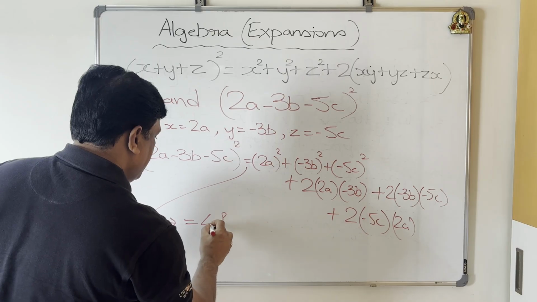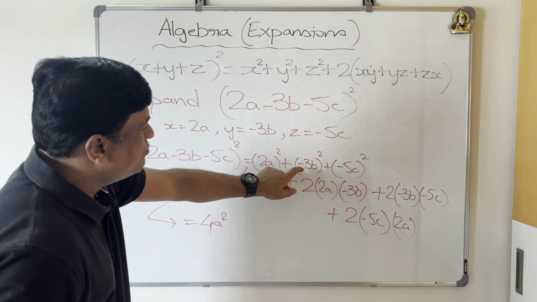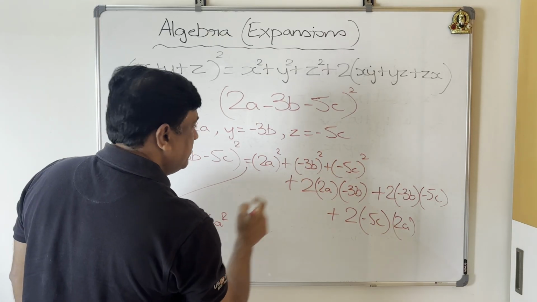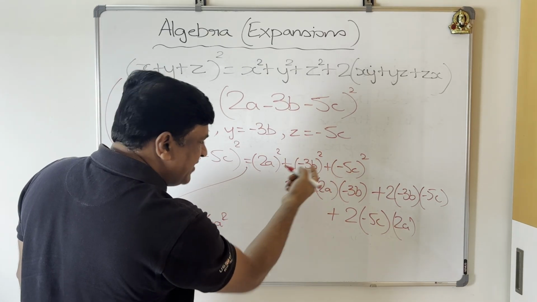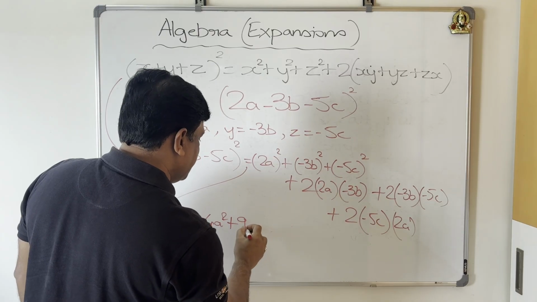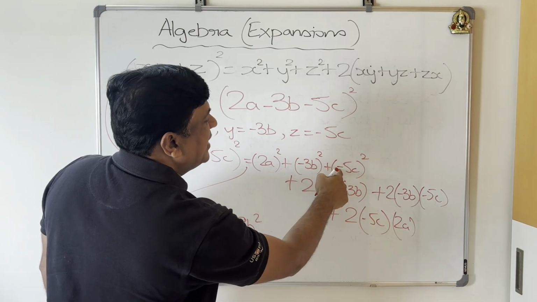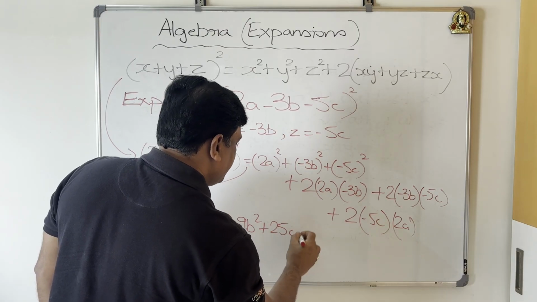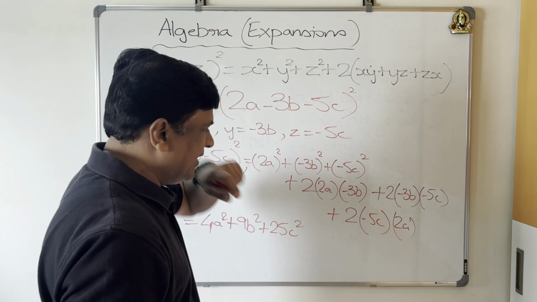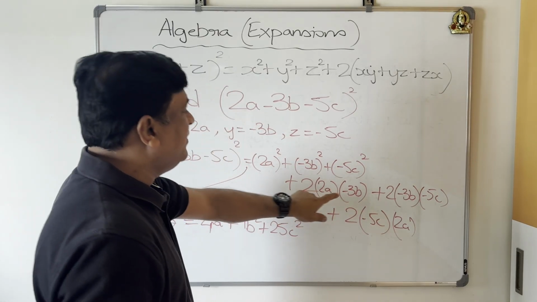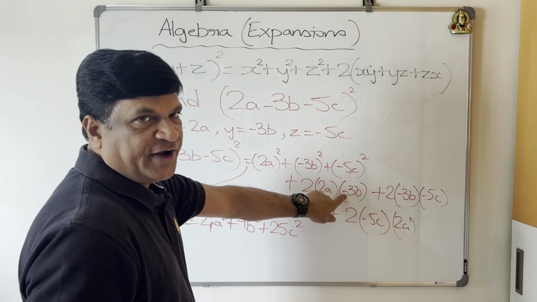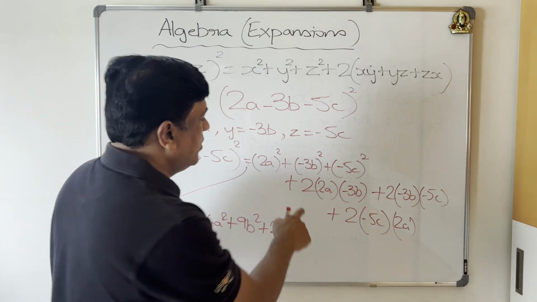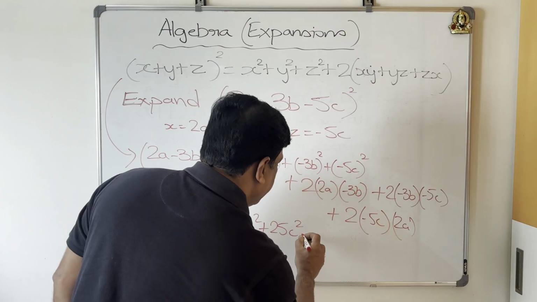Got it? Then this (-3b)²: minus 3 into minus 3 becomes plus 9, so the sign will be plus 9b². Similarly, minus 5 squared is 25, so this becomes 25c². Now look at it here. When you are multiplying this, don't forget the negative sign. Otherwise, it's going to haunt you later. You'll get everything wrong. So plus into minus will become minus.